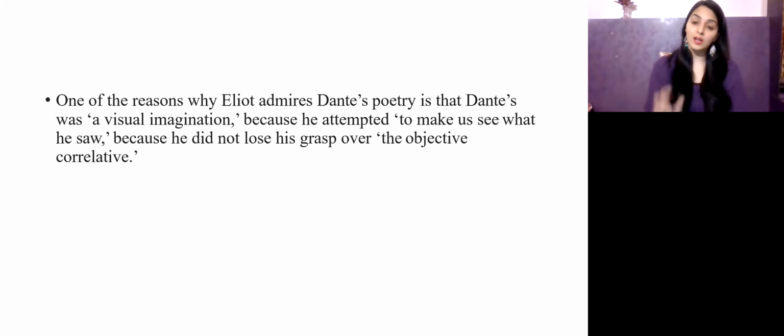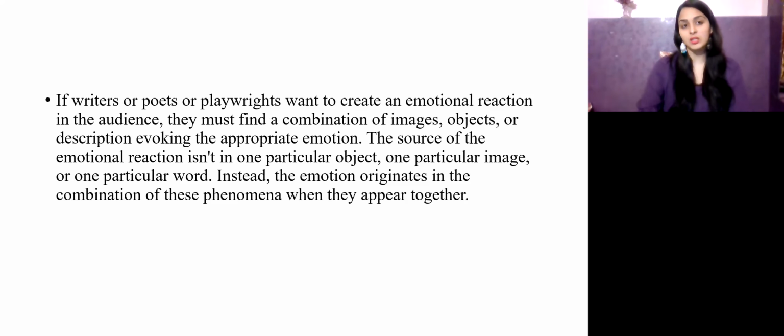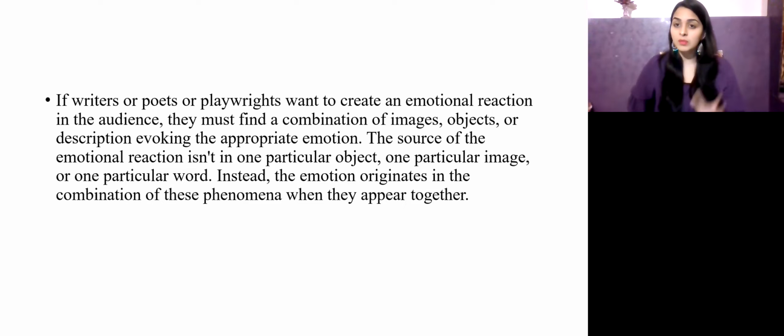So Eliot actually emphasized a lot on the objective correlative. He said that emotion should not be directly spoken about, but it should be shown by some objects. If the writers, poets or playwrights want to create an emotional reaction in the audience, they must find a combination of images, objects, or description evoking the appropriate emotion.